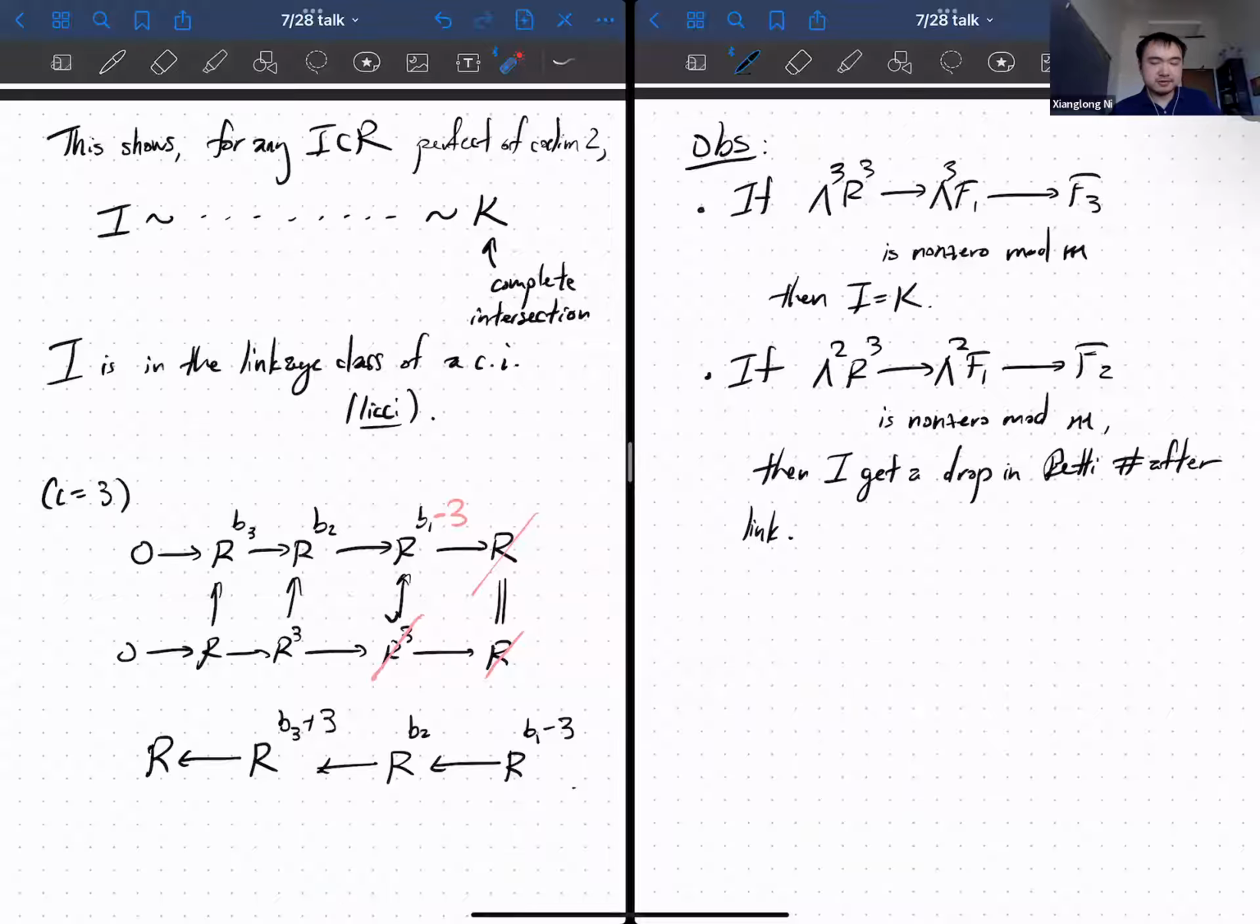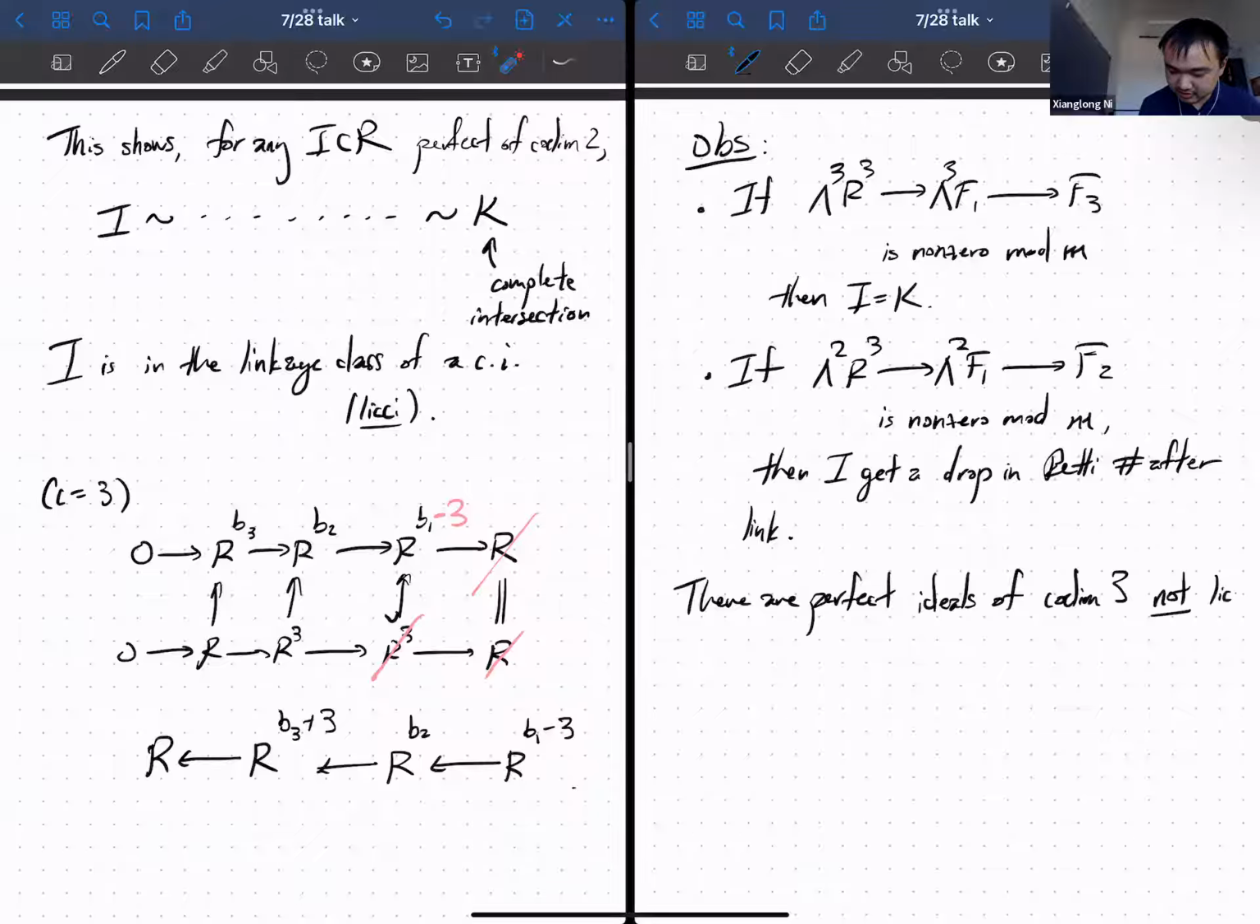The unfortunate news is that this is not even guaranteed to happen at all at any stage. So for example, what I mean by that is that there are perfect ideals of codimension 3 that are not in the linkage class of the complete intersection. And from this picture, what it means is that it's possible that you just keep doing this and you go back and forth between two formats and never get a drop of Betti number. So there are perfect ideals of codimension 3, not Lichi.